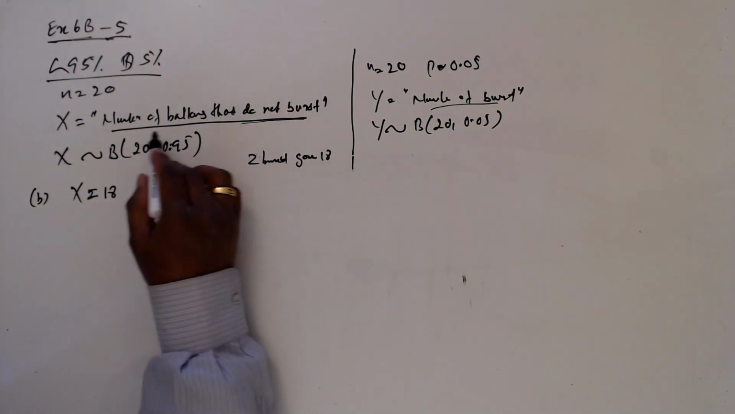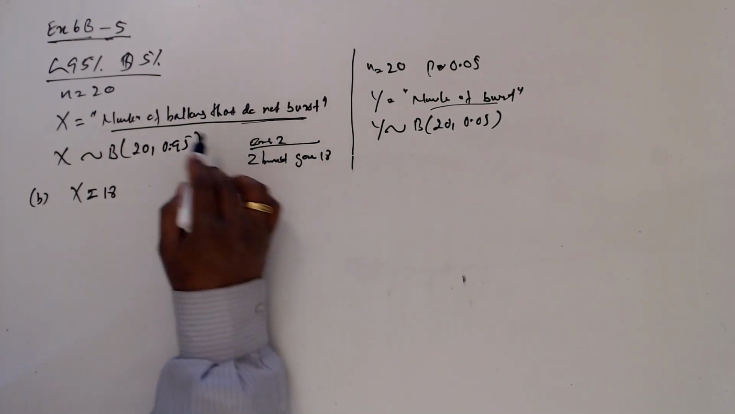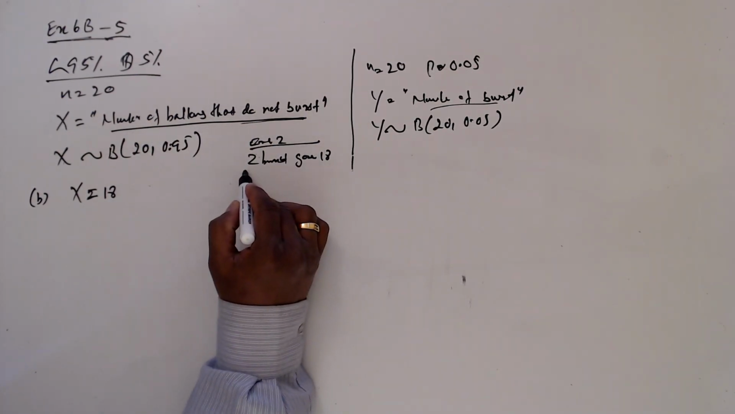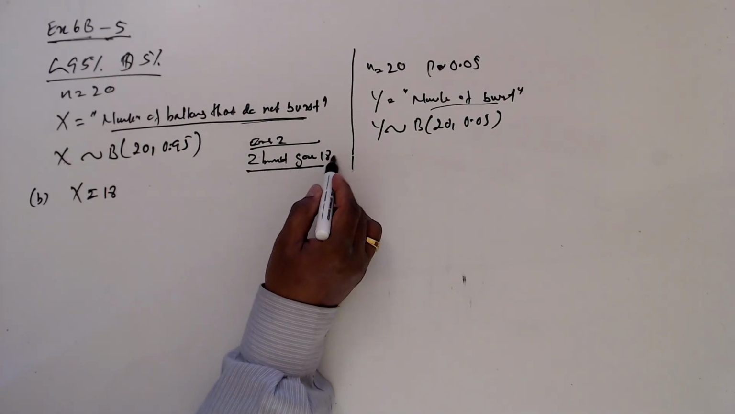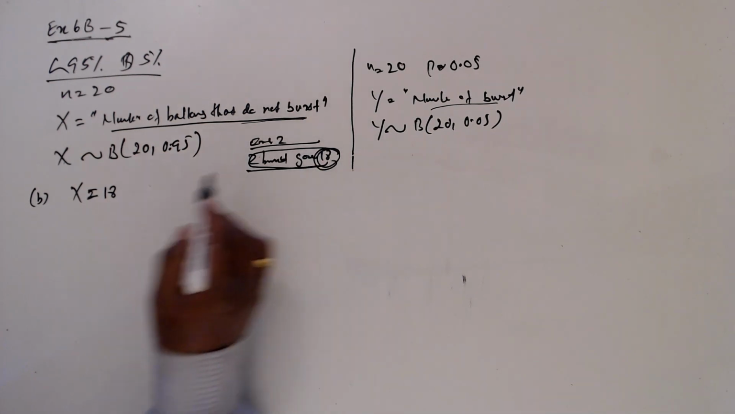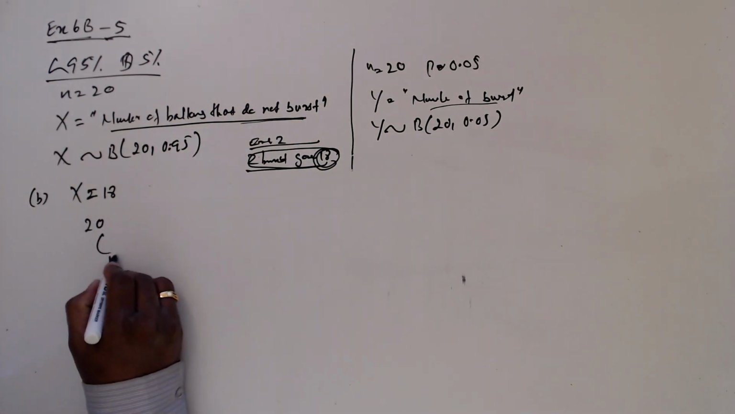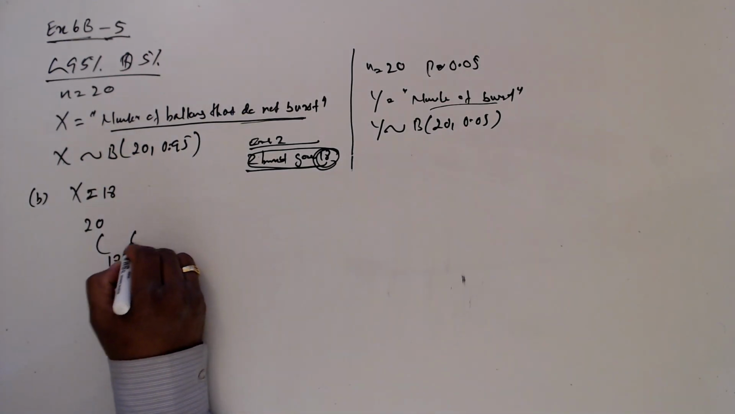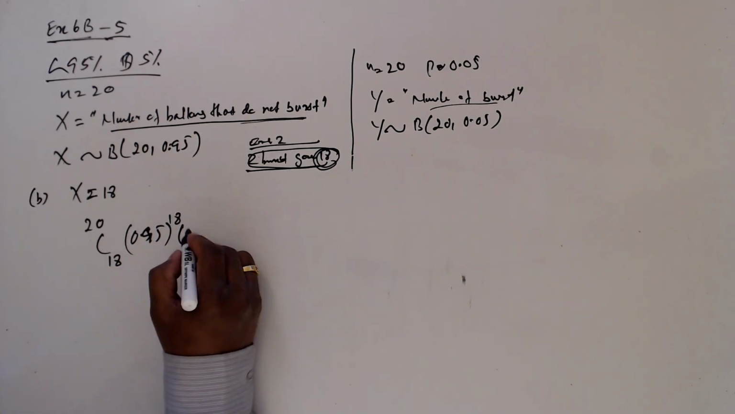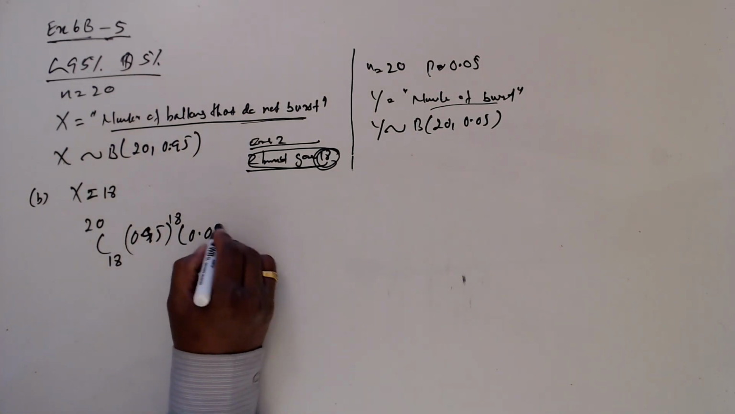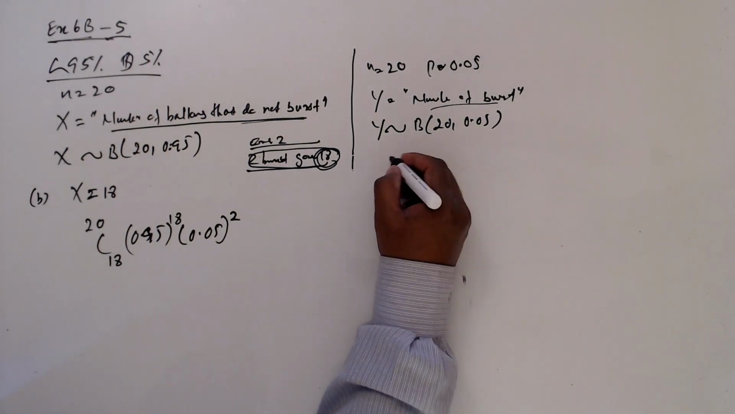So exactly 2 bursts means we need it in the do-not-burst form. Not burst is 18. So then we need 20C18, 0.95 to the power 18, times 0.05 squared. Now, is this question an exact match?